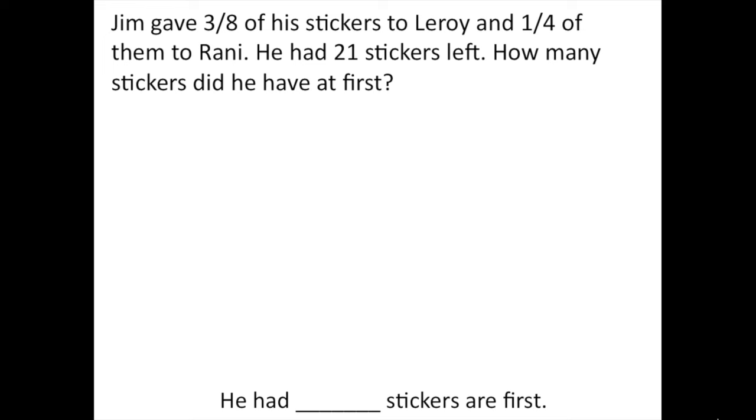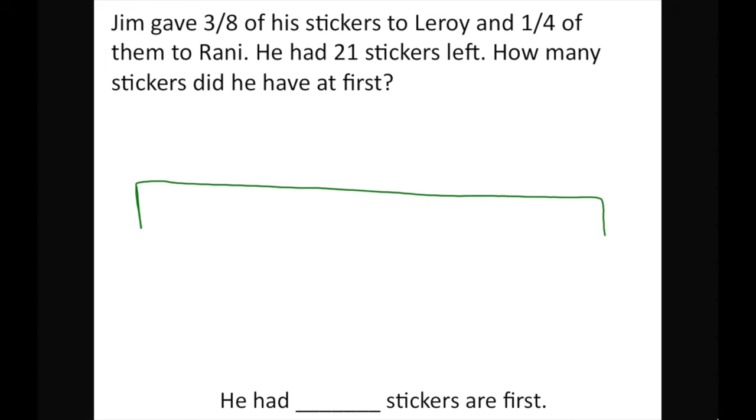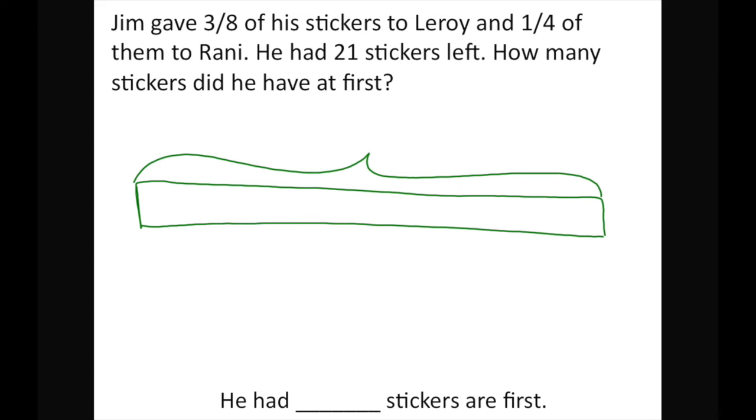Okay, for our last problem, I want to find how many stickers Jim had at first. Typically, when we're being asked to find how much someone had at first, it is a part-whole model because the amount someone has at first is a whole amount. So I'm going to draw a whole bar and label the whole with a question mark because I know that that's what I'm trying to find. I'm going to take it line by line to begin solving.